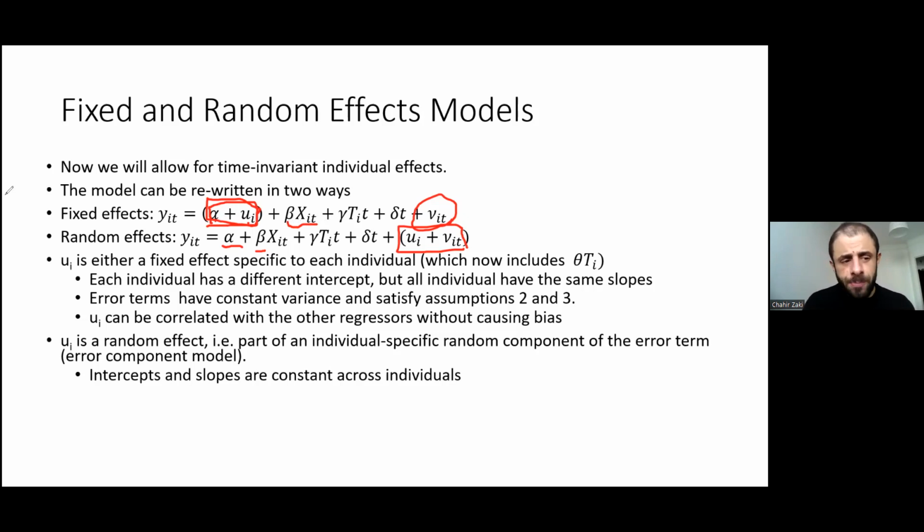Why, from your perspective? I will ask once again the question: why, if the u_i in the fixed effects model, once it is introduced with the intercept, even if it is correlated with x_it, why does it not create a bias in our estimation? What do you think? Any insights, any inputs?